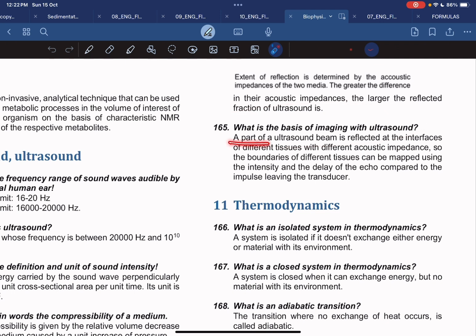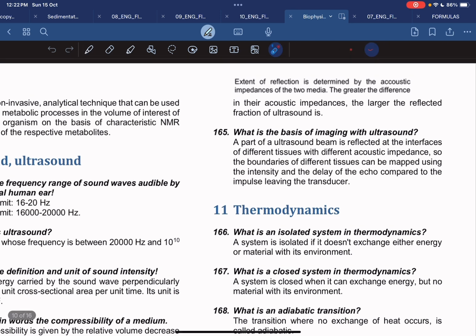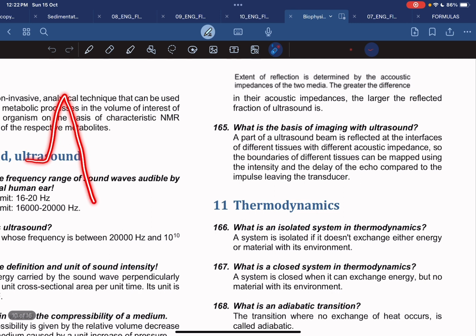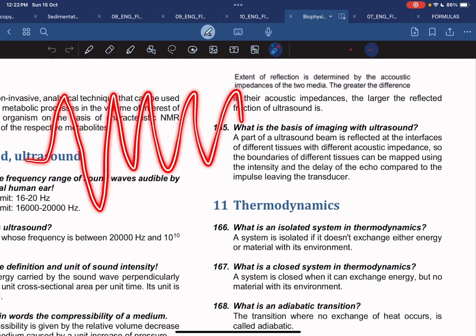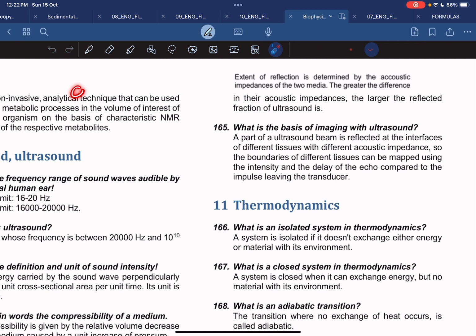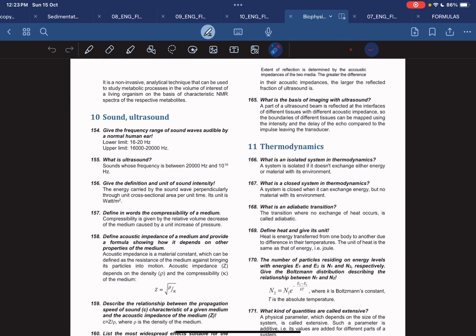What is the basis of imaging ultrasound? A part of an ultrasound beam is reflected at the interfaces of different tissues with different acoustic impedances. So the boundaries of different tissues can be mapped using the intensity and delay of the echo compared to the impulse leaving the transducer. Like I said over here, in an A mode image, the intensities of the rays coming back are mapped out, and then we use a B type image to map the pixels, and then boom, we get a beautiful image. That's the ultrasound.